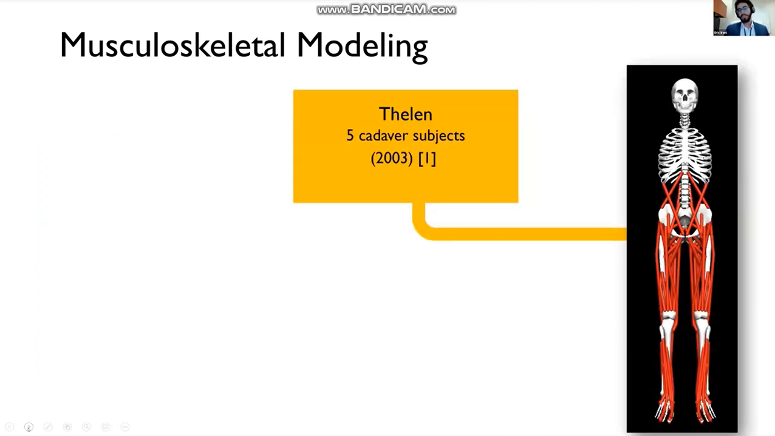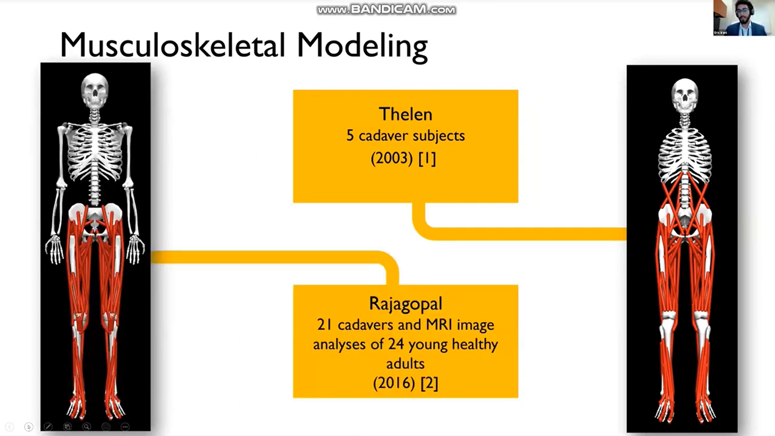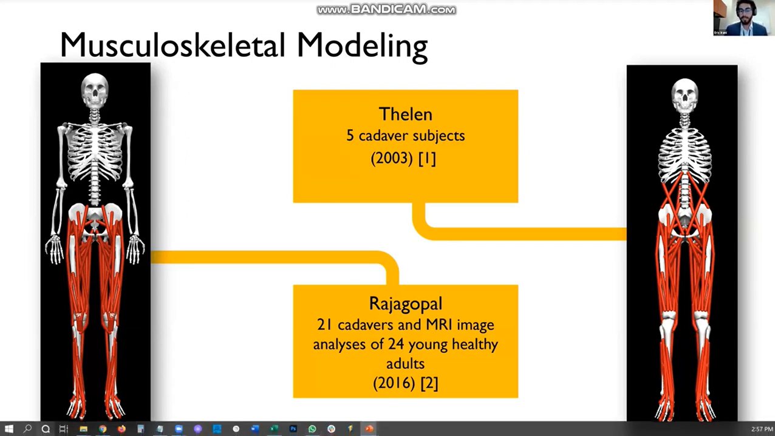So one of the generic models that's commonly used is the Delp model. And this is a model that's based off of the analysis of 5 cadaver subjects. And then another more recent of these models is the Rajagopal model, which was based off of 21 cadavers, as well as the MRI image analysis of 24 young and healthy adults.